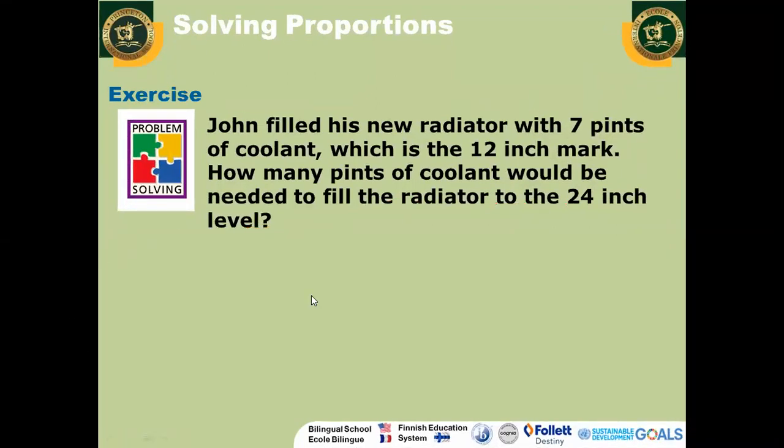John filled his new radiator with 7 pints of coolant, which is the 12-inch mark. How many pints would be needed to fill the radiator to the 24-inch level?